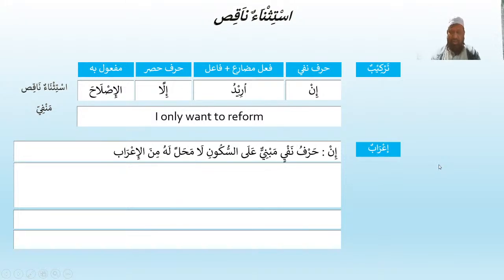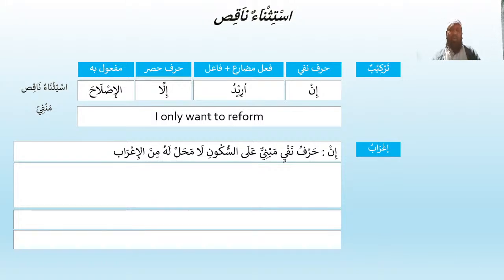So the i'rab again is straightforward. In: harf nafi mabni ala as-sukun. Over here we can see the sukun on the noon is clear, visible, which la mahalla lahu min al-i'rab. Now we only say ظاهر for isms, only fatha and kasra and dhamma. Only these three we say ظاهر, and only for ism.